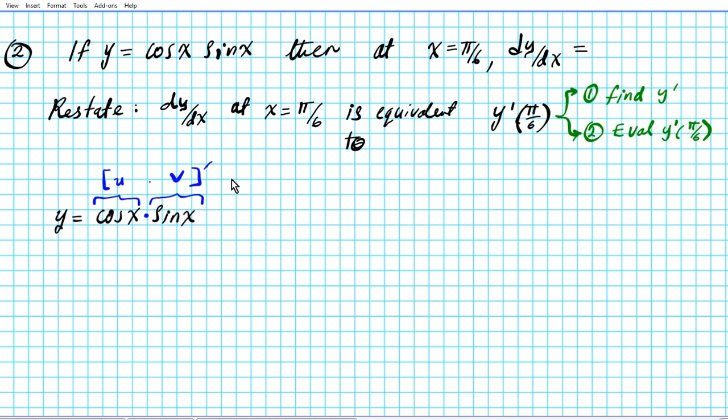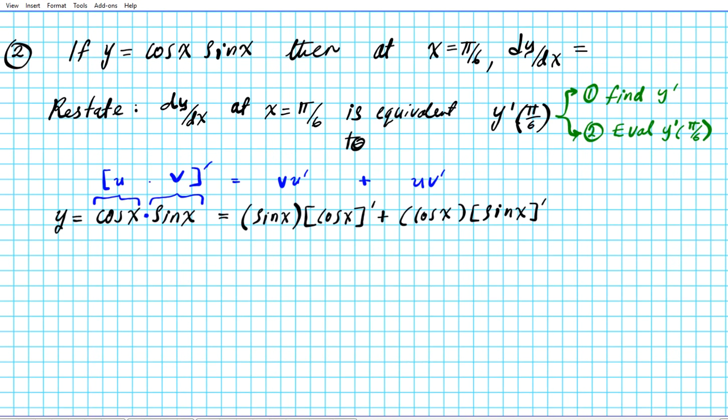So (uv)' is equal to vu' plus uv', the product rule. Okay? If we apply it here, we have u as cosine x, v, which is sine x, u prime, let's put that in brackets, so (cosine x)', plus u, cosine x, times v prime, v is (sine x)'.